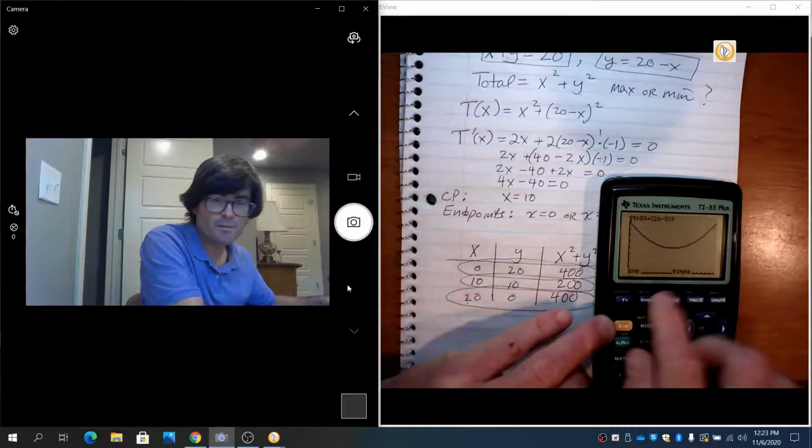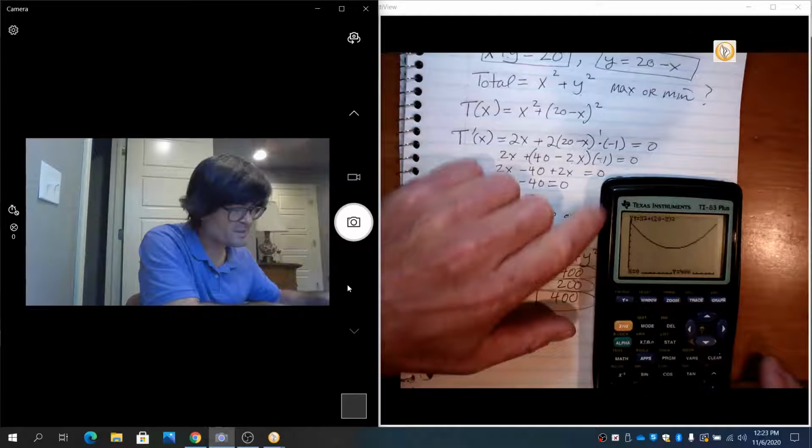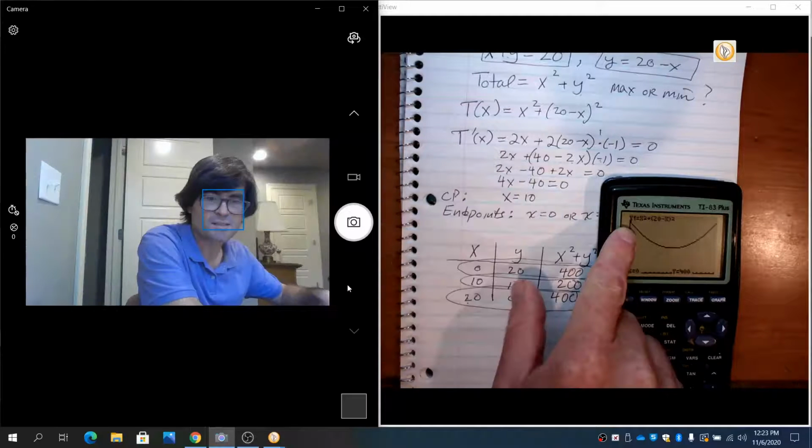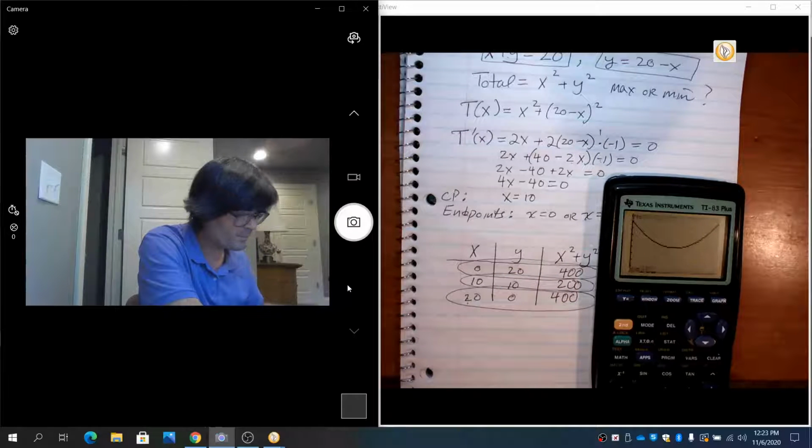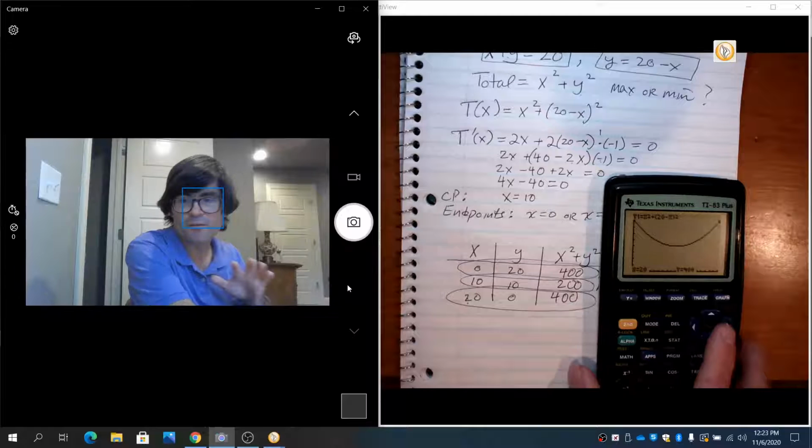So at 0, you can see my x squared plus y squared is 400. It's right there. It's a max. At 10, when x is 10 and y is 10, they're squared. The sum is a minimum. And then you can see back here on the right side, we go back up to 400. So that looks like a reasonable outcome. Don't ever forget about endpoints. If there's endpoints, they're part of the game.